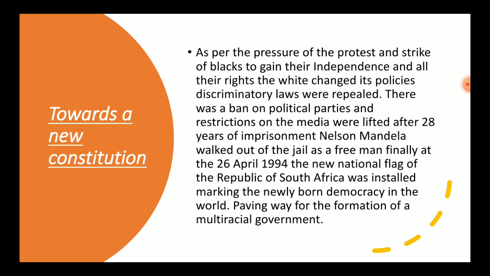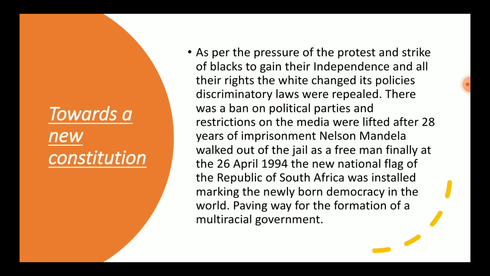after a lot of strikes in South Africa, the white government agreed to make a new constitution. So what were the steps that were taken towards a new constitution? Let us try to discuss it. Under the pressure of the protests and strikes of blacks to gain their independence and all their rights, the white government changed its policies and discriminatory laws were repealed.